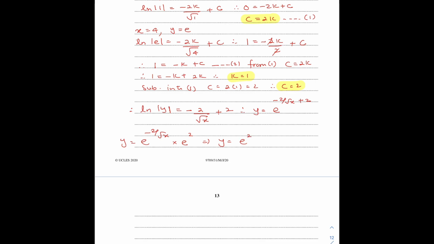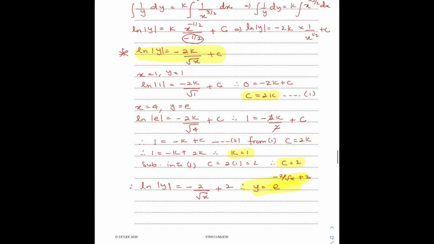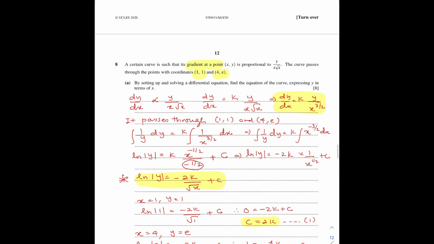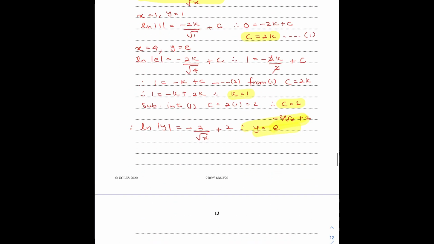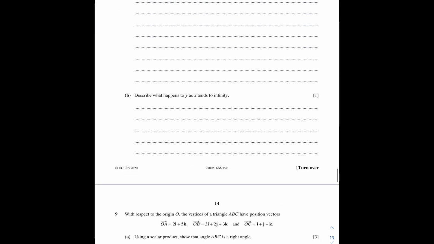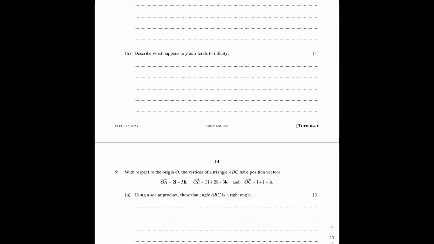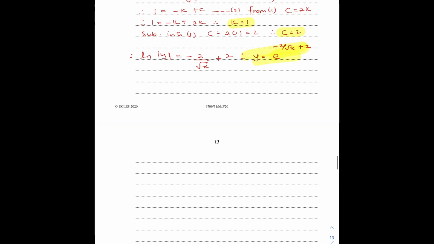You could have done, if they say prove that it is that, e to the power negative 2, so y is e to the power negative 2 over root x times e to the power 2. y is e squared e to the power negative 2 over root x. Here it's not necessary, it's very unnecessary here. They have said find the equation expressing y. Fine, it's done.